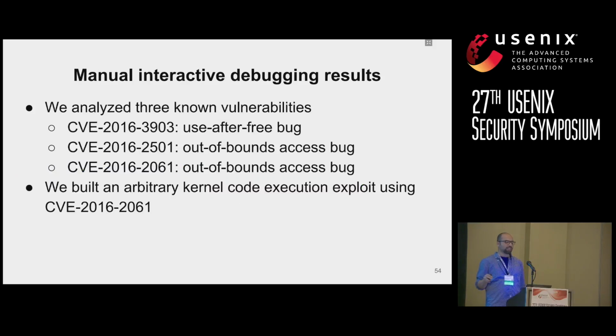Using these capabilities, we could analyze 3 known vulnerabilities, and we also could build an arbitrary kernel code execution exploit using one of these vulnerabilities with the help of GDB. Because we have GDB, we can easily see the heap object allocation and also the memory layout, which helps us a lot in building this kernel exploit on top of an out-of-bound write vulnerability.